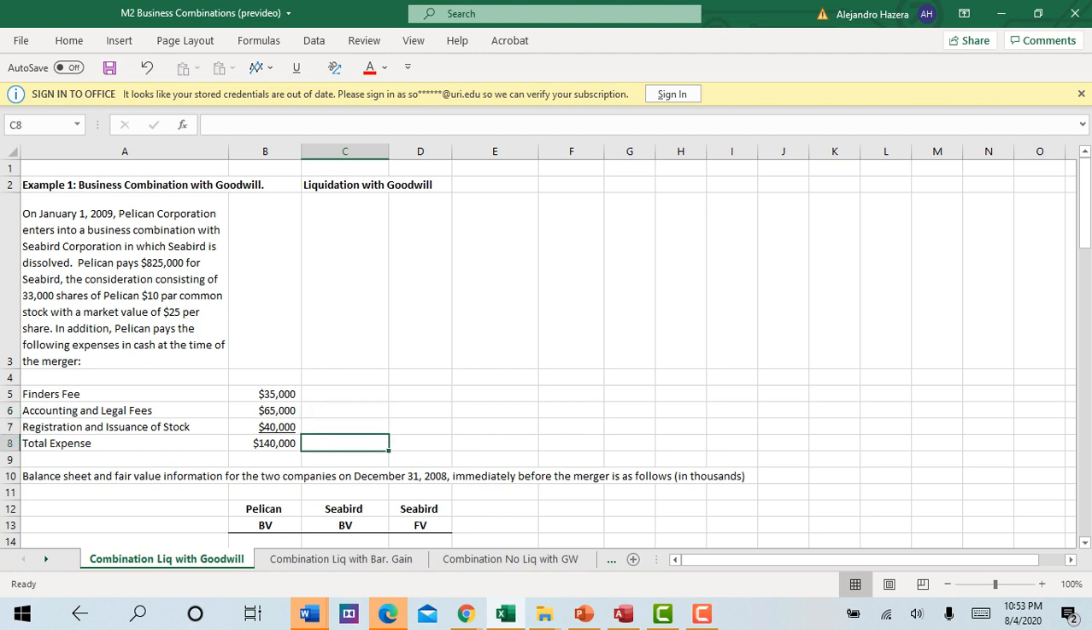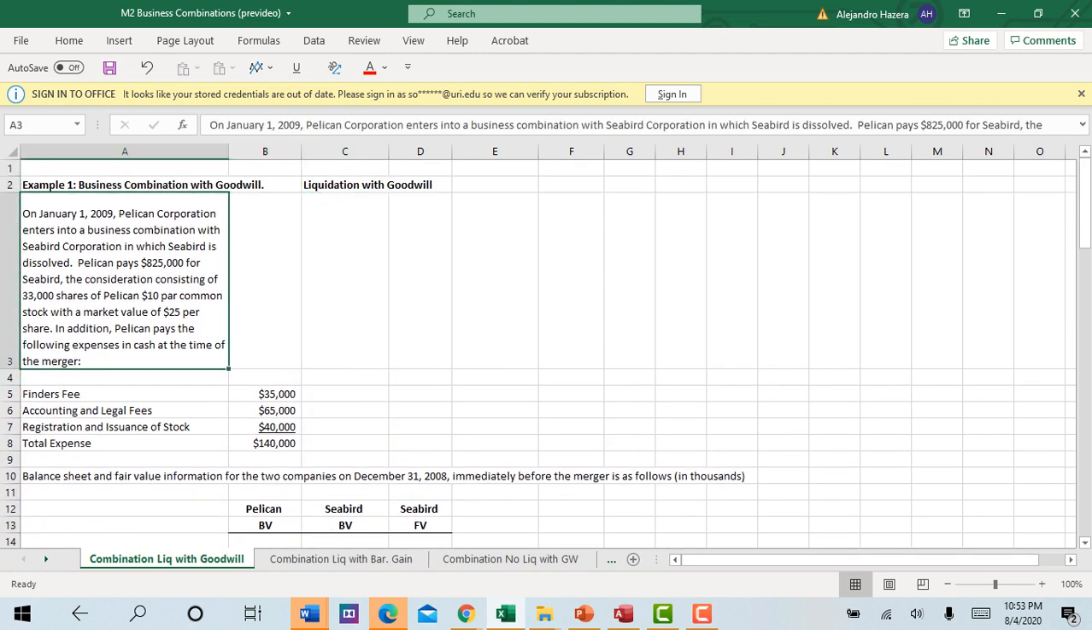Okay, and I'm just going to get right into the situation here. Okay, you have a company. This is going to be the same. I'm going to use the same example four times basically. Okay, so on January 1, 2009, you have a Pelican Corporation that's the parent, always begins with a P, enters into a business combination with Seabird. Seabird, you'll always see that the acquired corporation always begins with an S because it's subsidiary. So Pelican's the parent, Seabird is the subsidiary.